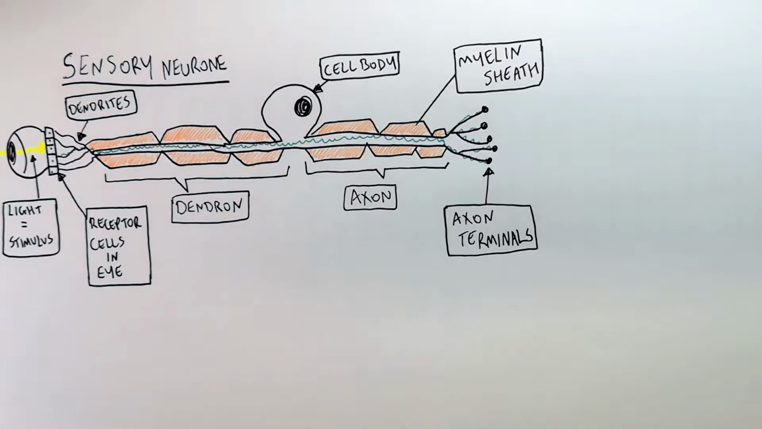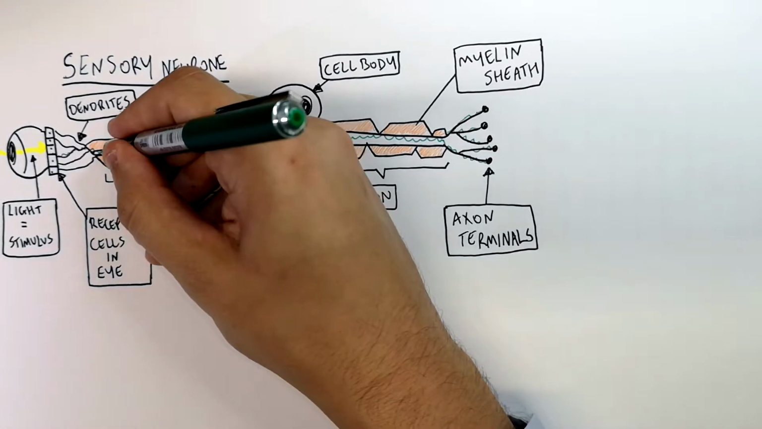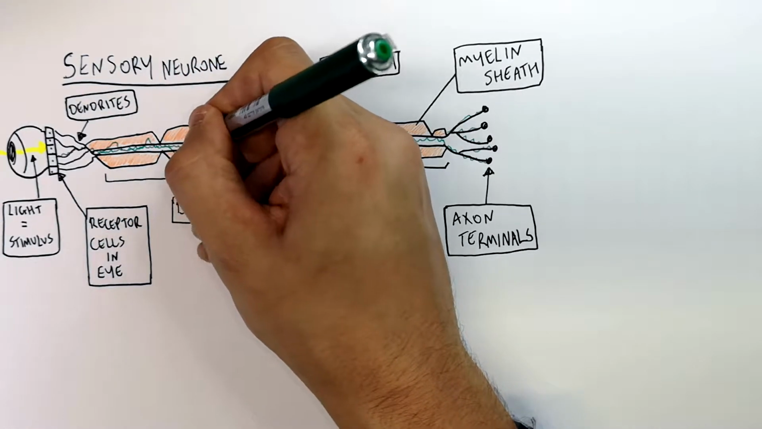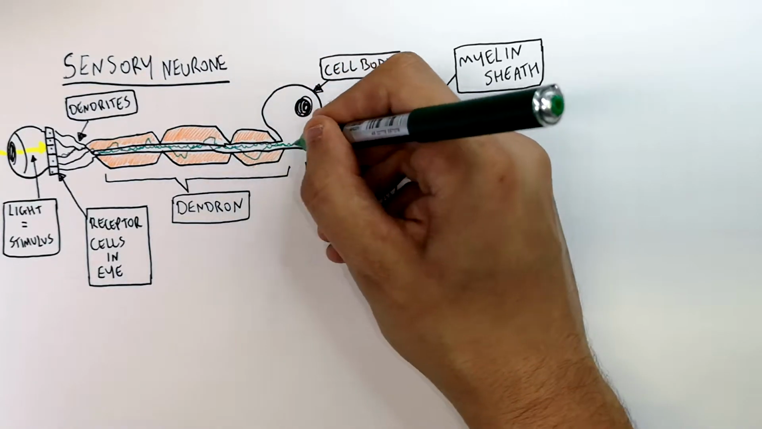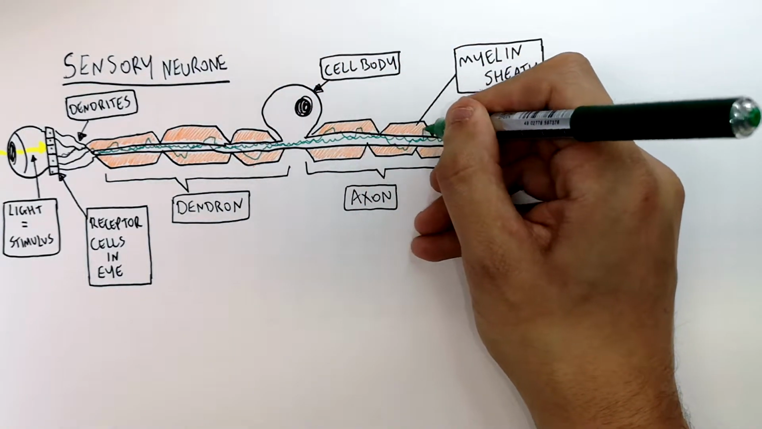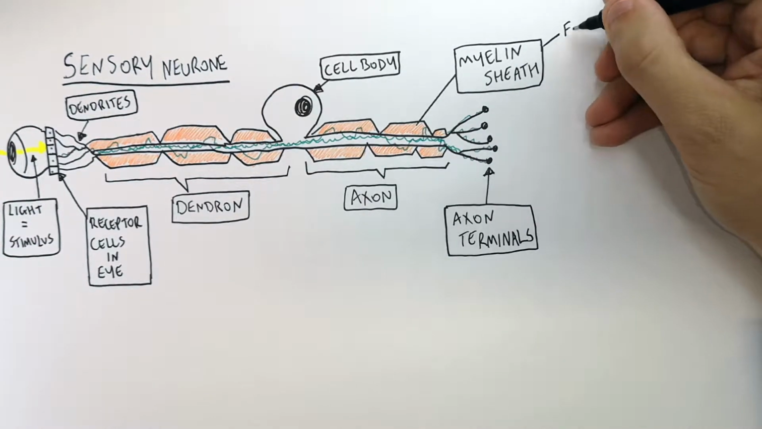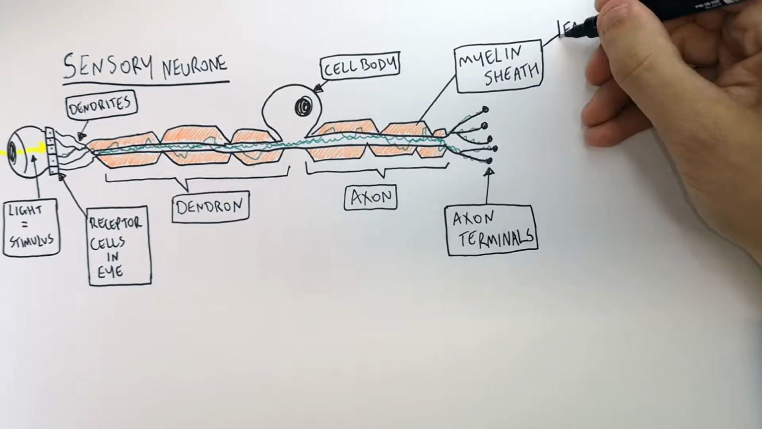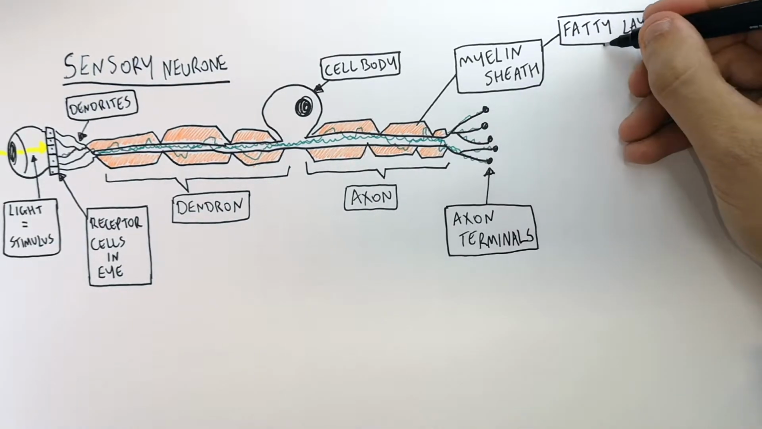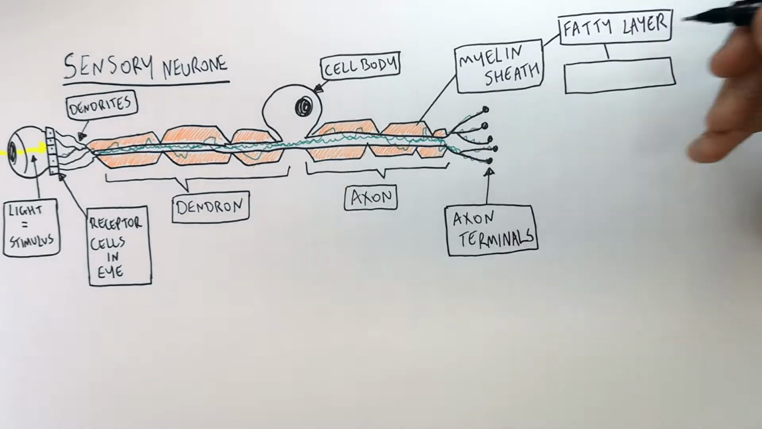Well, the myelin sheath is a fatty layer that surrounds the neuron and insulates it. So as you can see here, the electrical impulse without the myelin sheath would be lost out of the neuron, but the myelin sheath insulates it, keeping the electrical impulse in the neuron. So it's a fatty layer. The myelin sheath is a fatty layer that insulates the neuron.